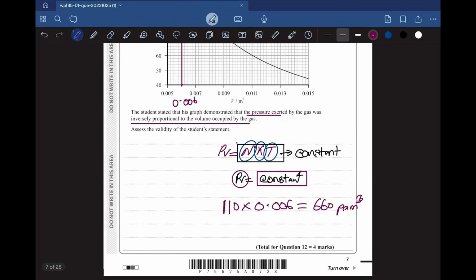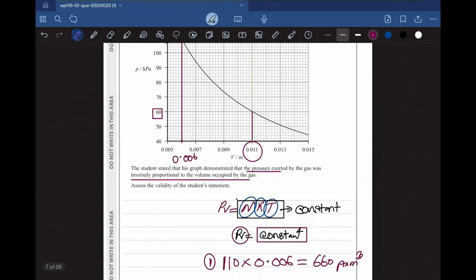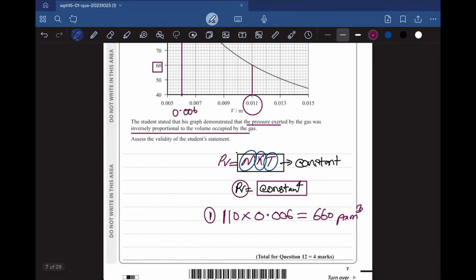Now let's take another pressure and figure out its corresponding volume. Now if we take pressure as 60, our corresponding volume value comes as 0.011. So let's take this one, 60 times 0.011. So the value comes as 660. So we can say in both ways a constant value is coming here and here as well.